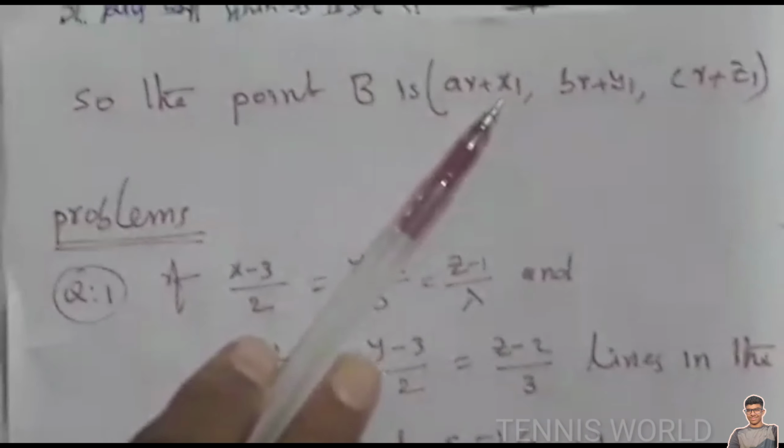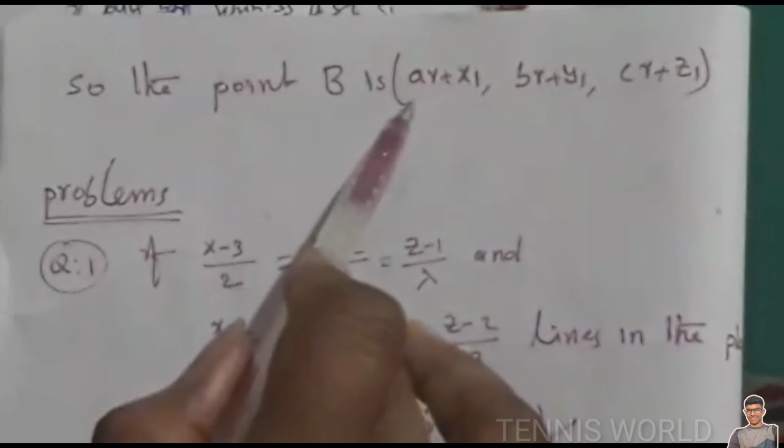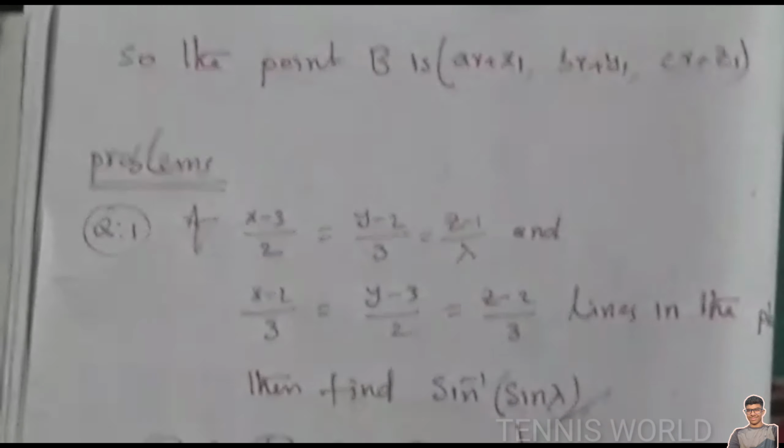Now I am going to write the point B. The point B is (a r plus x1, b r plus y1, c r plus z1). So this is the way to find out the second point, which also lies on the given line at the distance of small r from point A. This is the formula. Don't remember the formula directly; remember the way how to derive the B point formula.